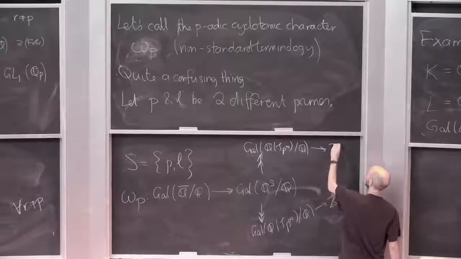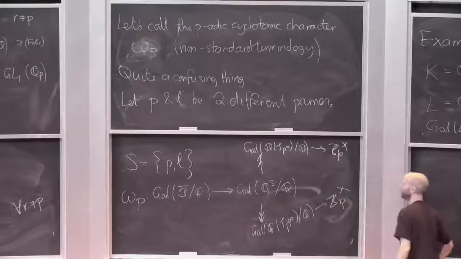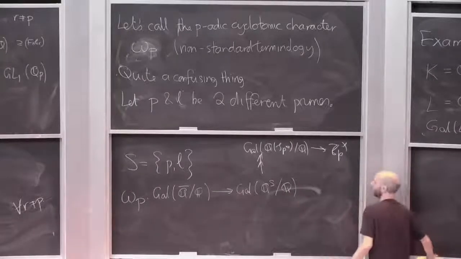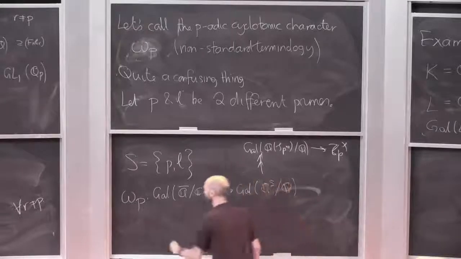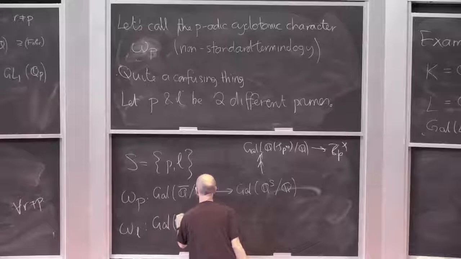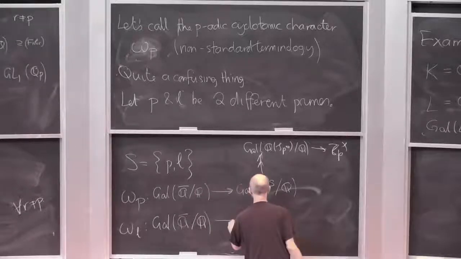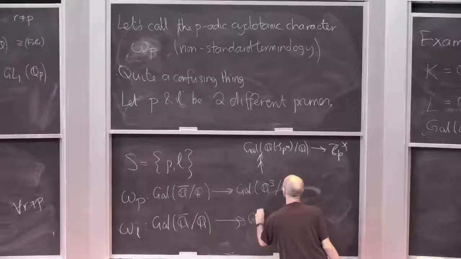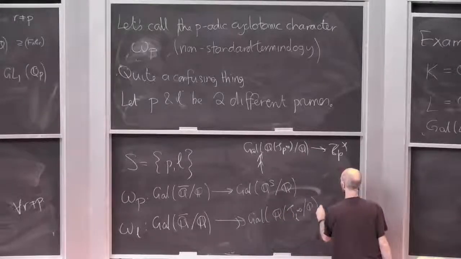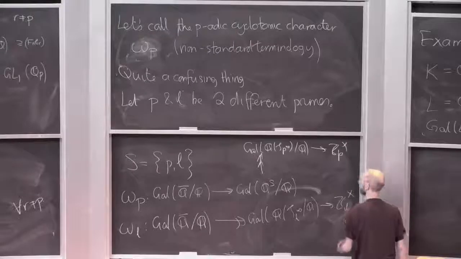And that's going to go to Z_p star. Hopefully I'm about to teach you something. There's omega_p, and now of course we've got omega_L as well, right? Omega_L, Gal(Q bar over Q) surjects onto Gal(Q(zeta_{L^infinity}) over Q), which goes to Z_L star.